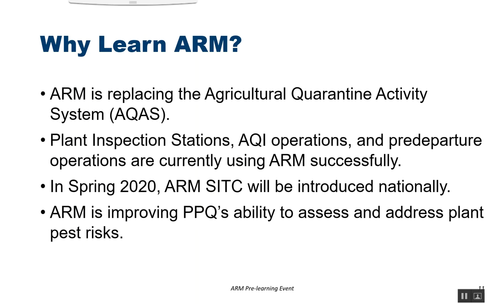ARM will replace ACAS in the spring of 2021. It's currently being used at plant inspection stations for AQI operations, and it has been introduced into pre-departure. It was introduced in the spring of 2019, and in the spring of 2020, we do plan to introduce this to SITC as well.